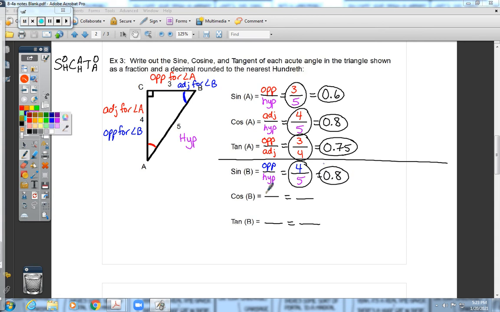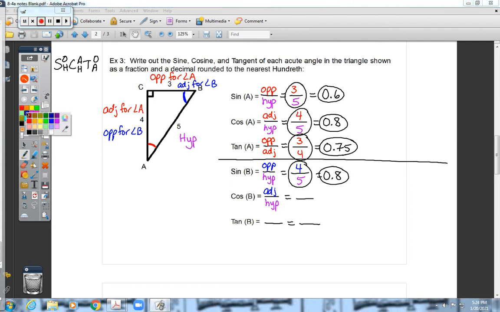Cosine, again from up here in the definition, cosine is adjacent over hypotenuse. Which would be, in this case, 3 over 5. Again, we've already done that. That's one of our answers. That's the fractional answer for cosine of B. That is equal to 0.6. Finally, for tangent, we are doing opposite over adjacent with the blue labels, which would be 4 over 3.